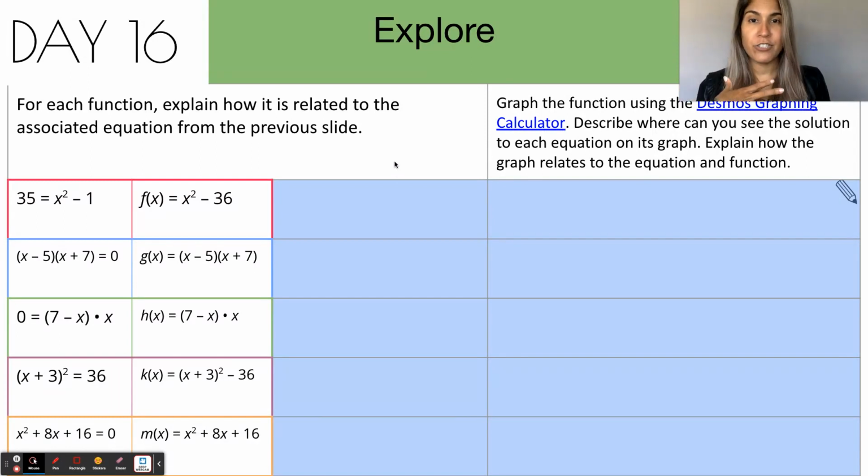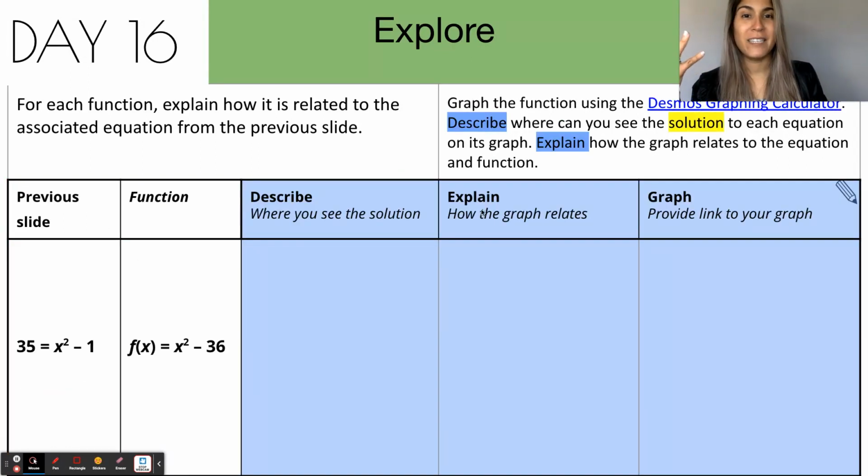So my suggestion would be to provide something in this form where this is the equation from the previous slide. This is the function. So now they know where all of this is coming from and what they should be relating. What do they have to describe? They have to describe where you see the solution. You have to explain how the graph relates. And then if they can provide a link, you can also see if they are graphing it correctly or specifically what they are graphing. Are they graphing the function or are they graphing the equation? Do they understand the relation between both of them? So this is what I would suggest for day 16.